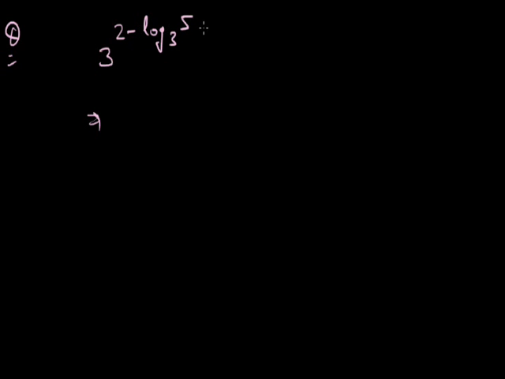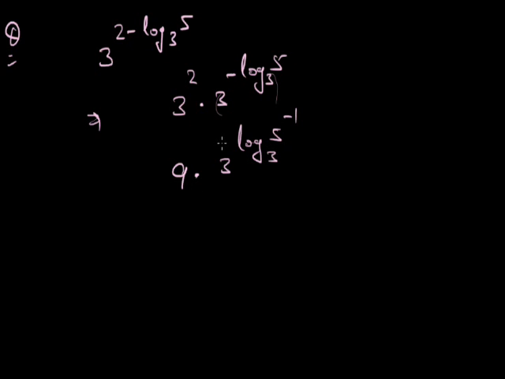Let's solve this problem: 3 raised to power 2 minus log 3 of 5. I can say 3 raised to power 2 into 3 raised to power minus log 3 of 5. Yes, we can separate it out. Now 3 raised to power 2 is 9, into 3 raised to power minus log 3 of 5. Now these 3 and 3 are the same. Now if we want to remove the minus sign, I can say this is 5 raised to power minus 1 to the base 3. Now the minus sign is reduced. Now these 3 and 3 are the same. Now we can say 9 into 5 raised to power minus 1, or 9 upon 5.